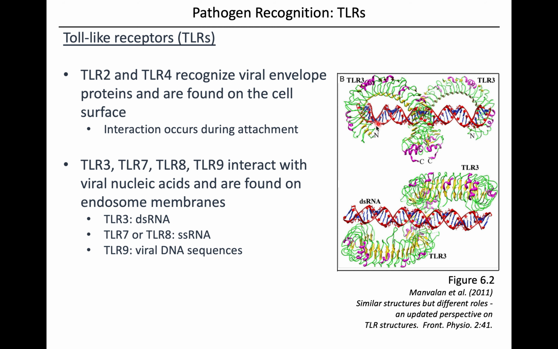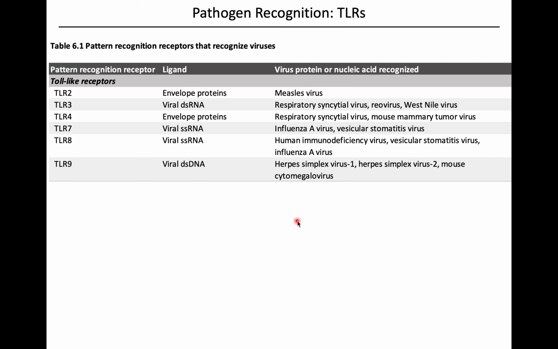And we can see very detailed crystal structures of some of those TLRs, but you can see here TLR3, for example, binding very tightly to some double-stranded RNA. And I wanted to include this table just because it's a nice summary of those different classes of toll-like receptors, what type of ligands they bind, and then you get some examples of different viruses that are known to be recognized by those specific receptors.